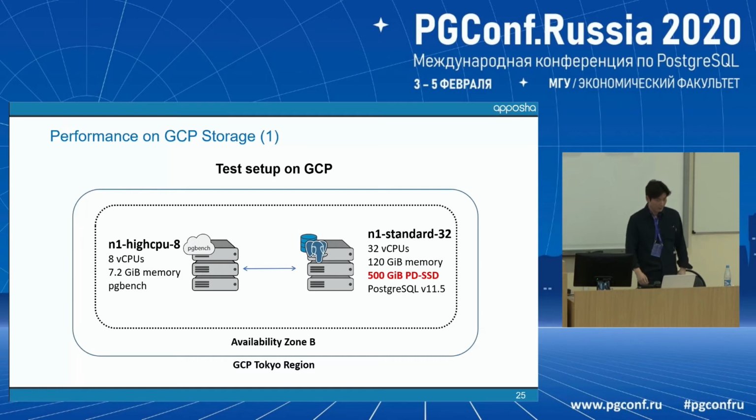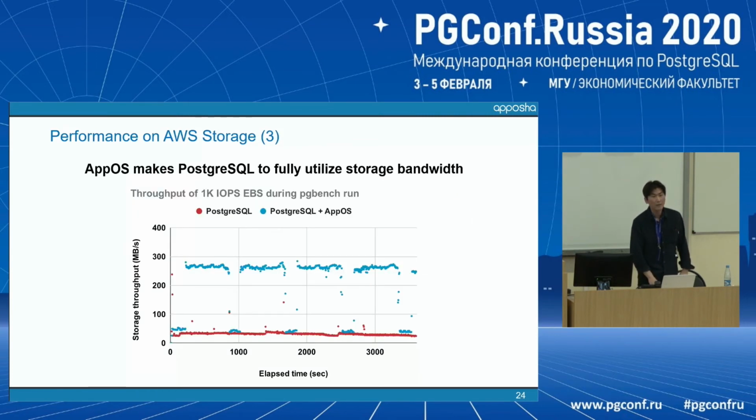Okay, so the next one is the test on Google Cloud. When PostgreSQL does a checkpoint, it needs lots of IOs, right? And when the checkpoint finishes, there is not much IO to do, just WAL logging. So that's why the throughput goes down, because PostgreSQL doesn't require that much.